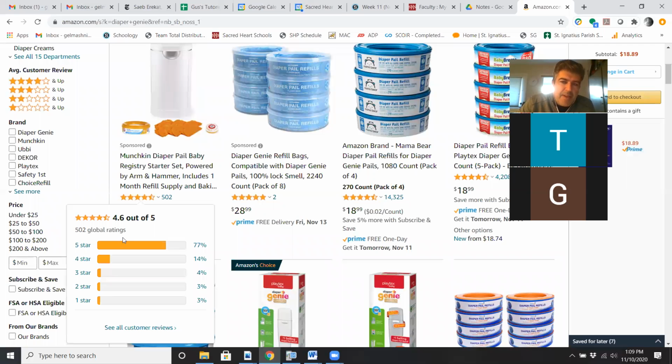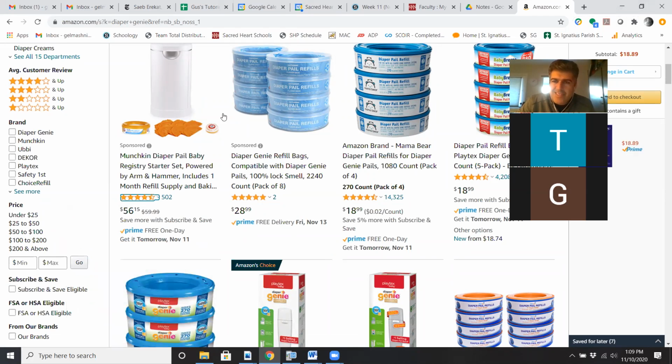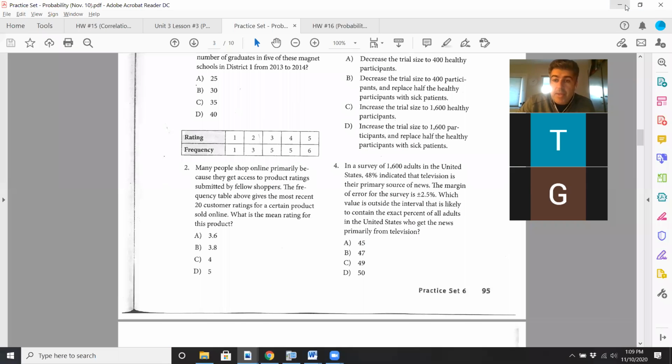But how do they calculate that rating? So they do a 5-star rating. So some people gave it 1 star, some people gave it 2 stars, some people gave it 3 stars, some people gave it 4 stars. Majority of people gave it 5 stars. But how is that exact? How did they get 4.6? How did that happen? So we're going to do that right now.